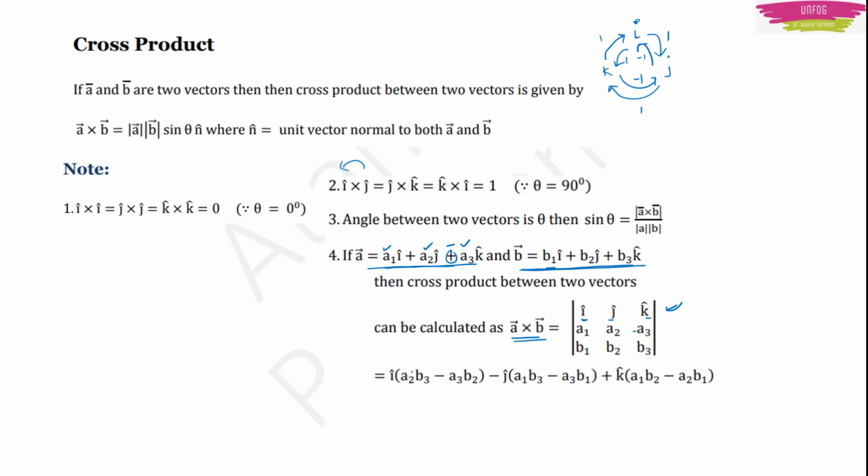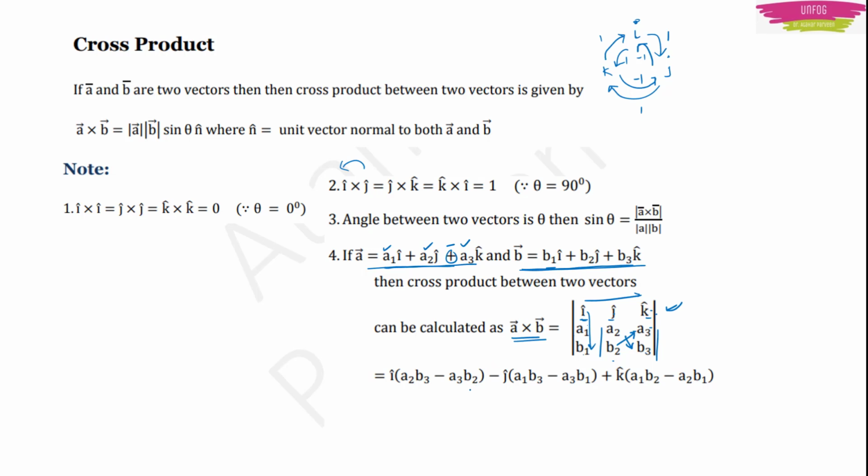I hope you know. Still, I will tell you how you solve it. You take i first. You go like this, this and this. When you take i, you leave A1, B1 and j, k. You take this small determinant and you cross multiply: A2, B3 minus A3, B2. Okay. The second one will be j, the third one will be k. When you take j, you leave the column of j and row of j. You take A1 into B3, B1 into A3. This is how you do it.